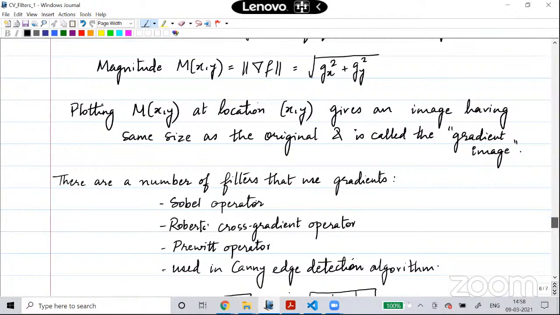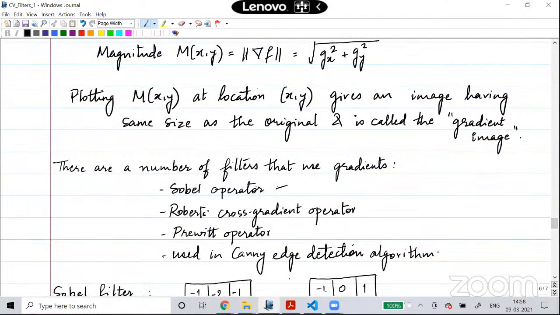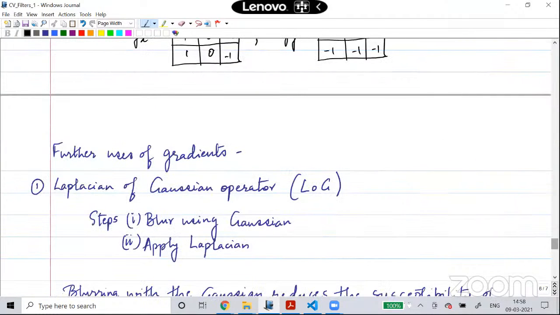Some examples: this is the most commonly used one, the Sobel operator, which you might have already seen. Then there are the Roberts cross gradient operator and the Prewitt operator, and these gradient filters are also used in a very commonly used edge detection algorithm called the Canny edge detection. I will not talk about the Canny edge detection right now, as there are many other steps that go into this algorithm. But the Sobel operator and the others are not difficult to explain. The Sobel operator is simply given by these kernels.